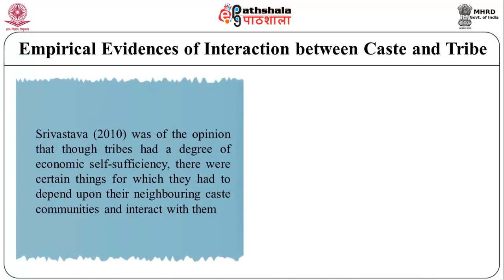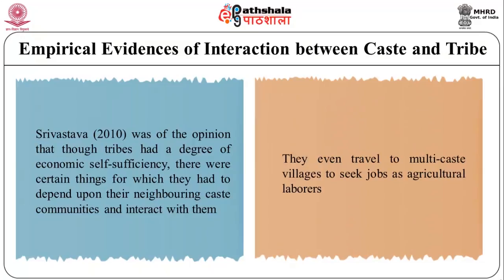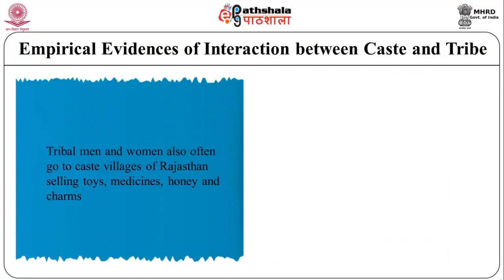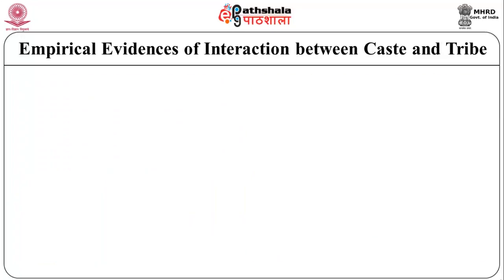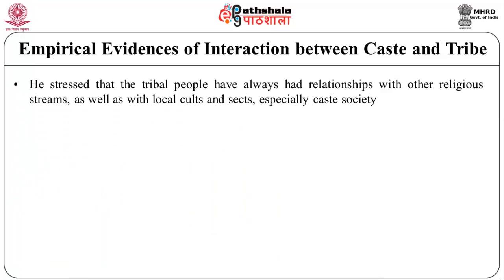Srivastava in 2010 was of the opinion that though tribes had a degree of economic self-sufficiency, there were certain things for which they had to depend upon their neighboring caste communities and interact with them. They even traveled to multi-caste villages to seek jobs such as agricultural laborers. Tribal men and women also often go to the caste villages of Rajasthan, selling toys, medicines, honey, and charms. Hence, from time immemorial, the tribes and castes have been in constant interaction with each other in some way or the other. He stressed that the tribal people have always had relationships with other religious streams as well as with local cults and sects, especially the caste society.